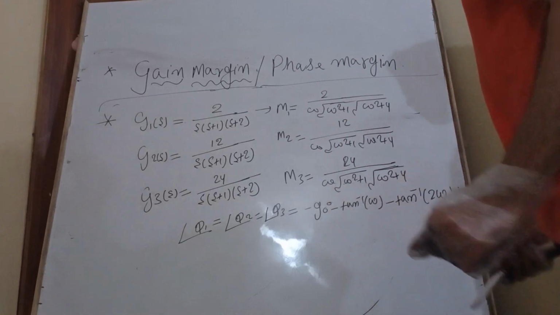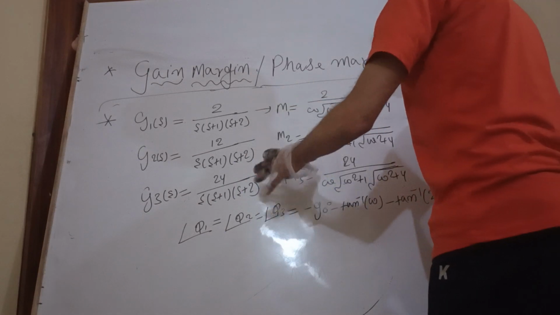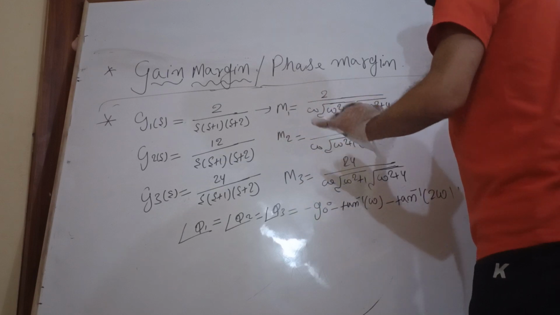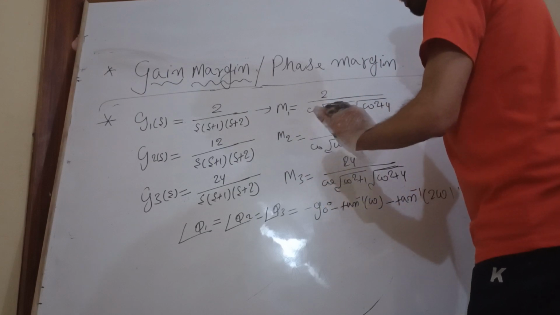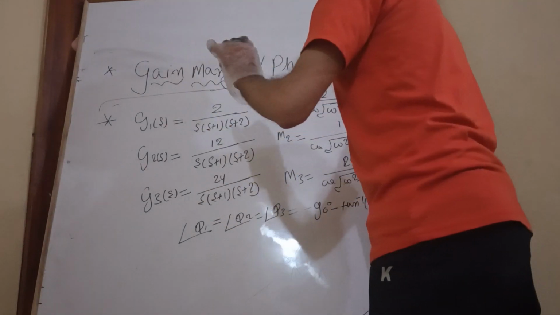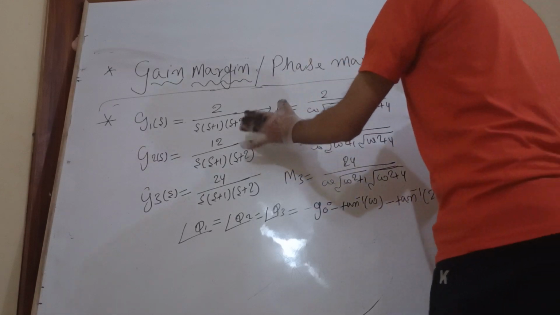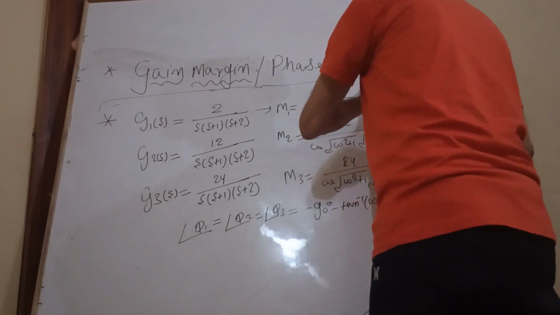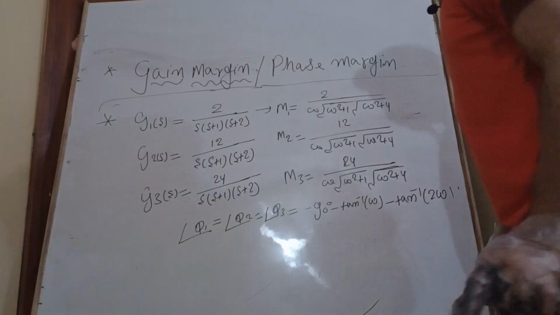So now we are going to draw the Nyquist plot for this on the GH of S plane. As we know very well, Nyquist plot and polar plot are both drawn on the GH of S plane, whereas root locus is drawn on the S plane. So here we are drawing the Nyquist plot, and with the help of the Nyquist plot we are going to understand gain margin and phase margin.